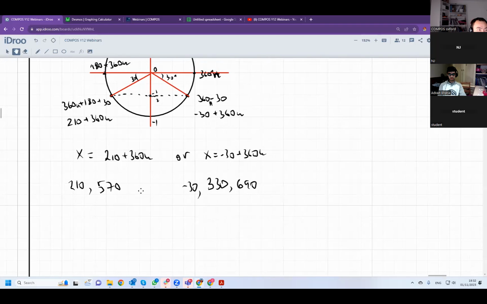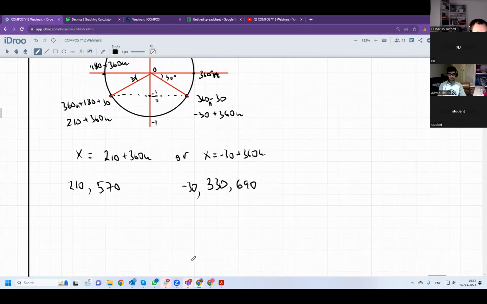Now, there is a cleverer way of writing the same thing in a single line. It looks like this. x is equal to -1 to the power of n plus 1, multiplied by 30 degrees, plus 180 multiplied by n.